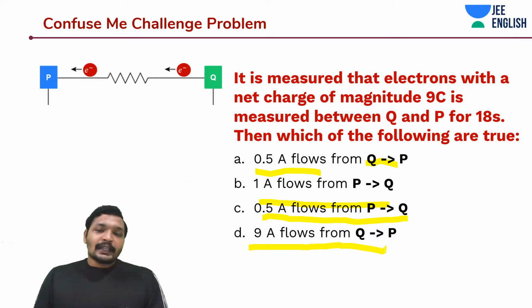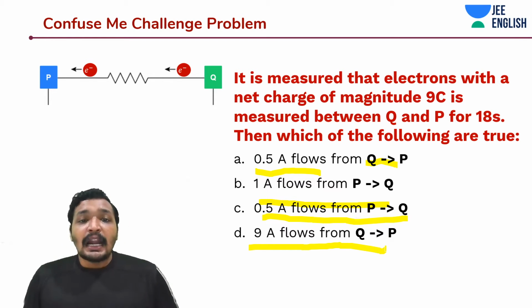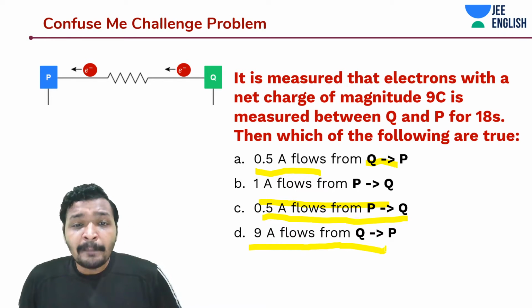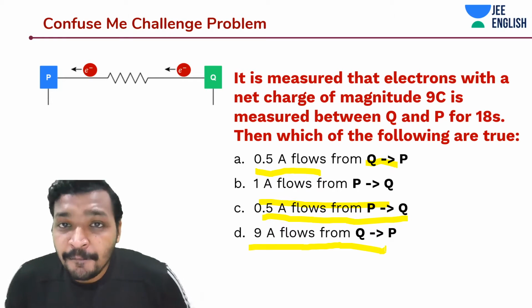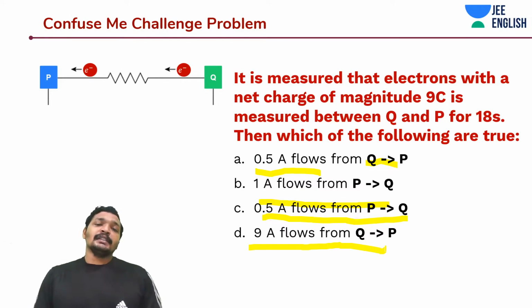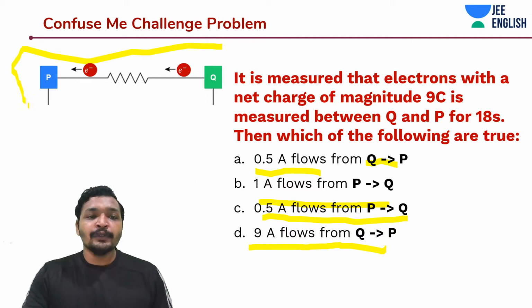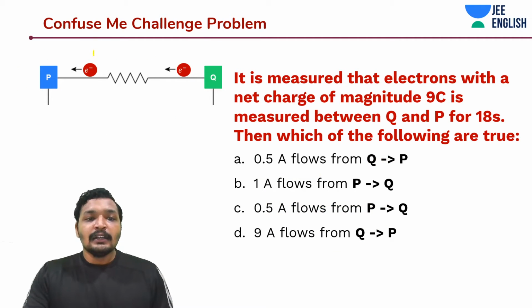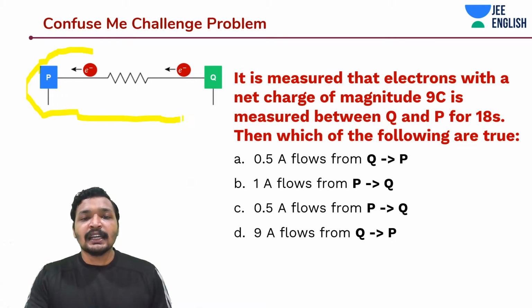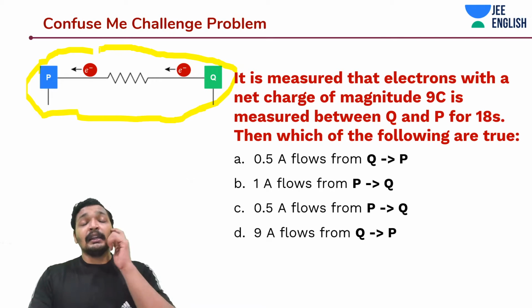So the total time taken is 18 seconds, and 9 coulombs have flown from P to Q actually, isn't it? Have a look at this figure. Current has flown from P to Q and the electrons are flowing in the direction of Q to P. Isn't it, students? In which direction is the current flowing? Electrons are flowing from Q to P, then current would flow from P to Q.